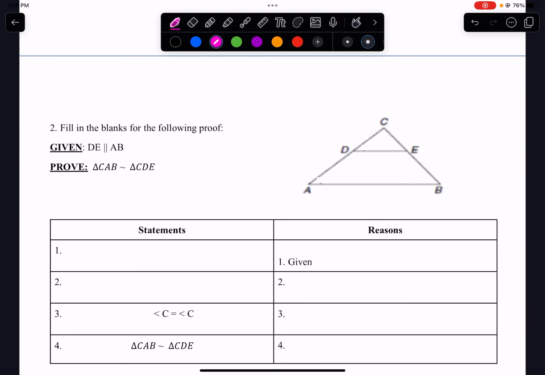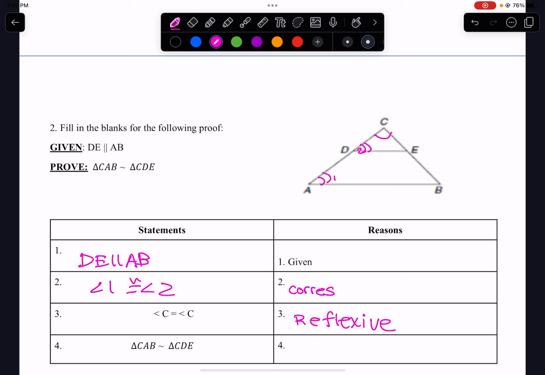So now we're going to fill in the proof. Start by your givens. So if I look here, angle C is the same in both. I have corresponding angles because they are parallel lines. So angle C is congruent because of reflexive. Angle 1 is congruent to angle 2 because corresponding angles are congruent. Finally, the triangles are similar because angle, angle is similar to angle, angle.